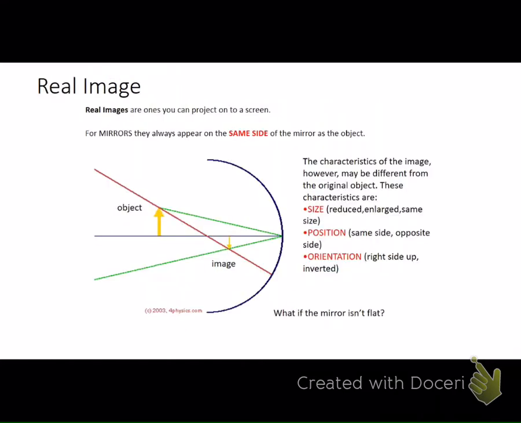So real images, of course, are the opposite. Those ones you can project on a screen. And for mirrors, you'll always get a real image on the same side as the object that you're getting the reflection of. Virtual images will always be on the opposite side.